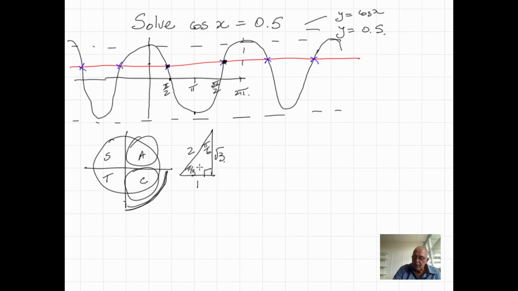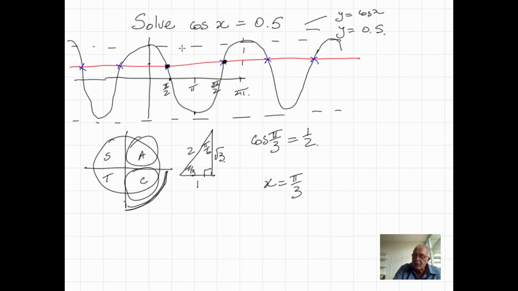And so which angle in here has a cos of a half? Well, cos of pi on 3 will be equal to a half. So this point here will correspond, so x equals pi on 3. So you can see pi on 3 is going to be a little bit less here than pi on 2.